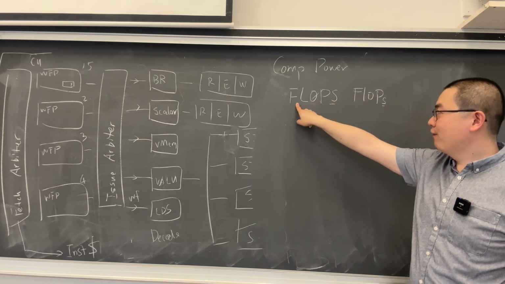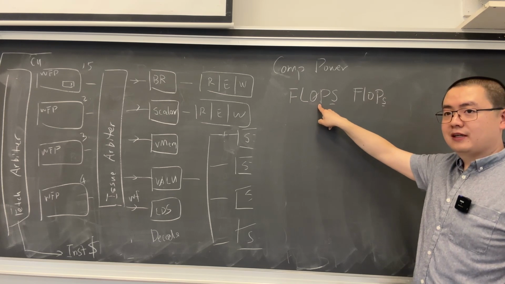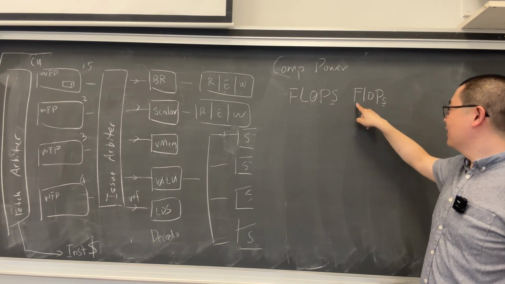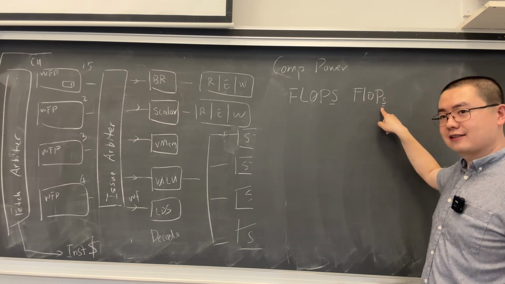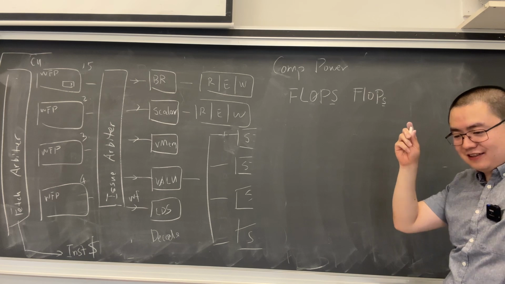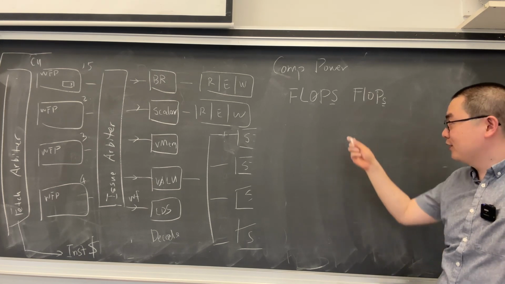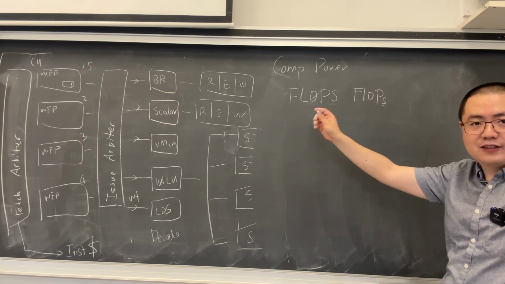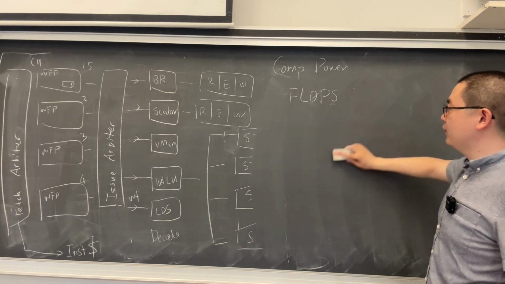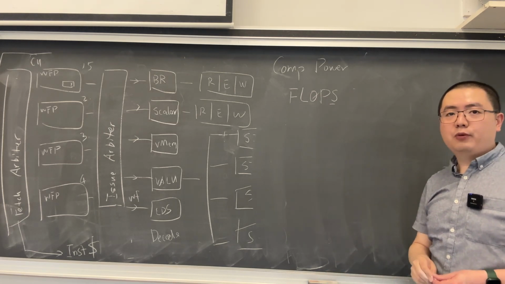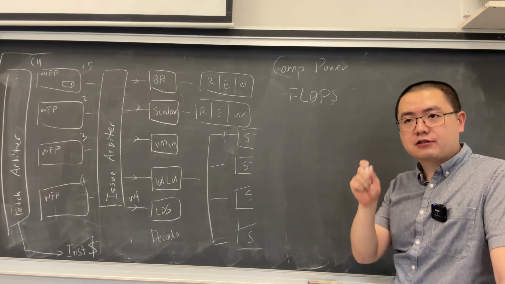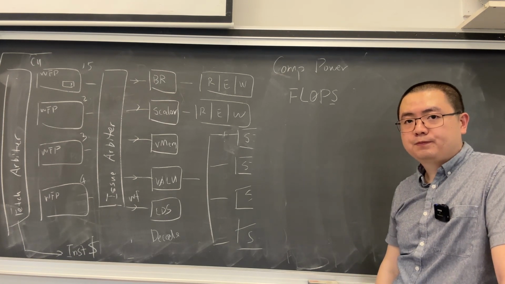Uppercase is floating point operations per second. Lowercase is floating point operations as a plural form. This is a common convention, but some papers or articles may use different ways, so look at their definition. When we're talking about computing power, we talk about floating point operations per second. That's the most important number that describes the capability of a GPU.